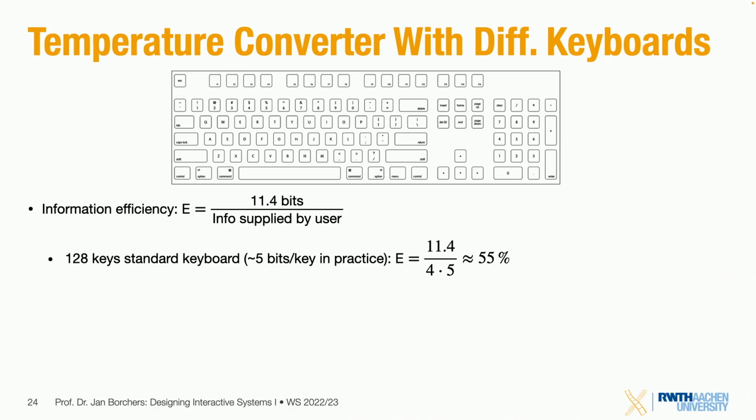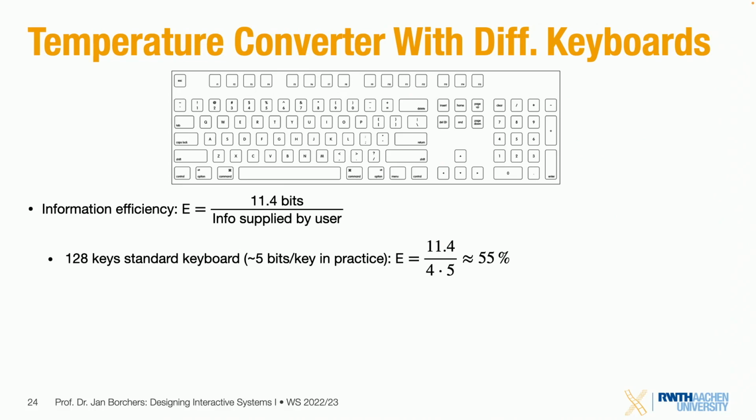Because 128 keys. But it actually isn't, because in fact, the likelihood to use certain keys is vastly different between keys, which brings down the information content again. Right? Just like with the temperature converter 4-digit format, if the likelihoods aren't equally spaced, then information content goes down. So we end up, in practice, this is a number that I'm not going to derive here, with roughly 5 bits per key. And that gives you an efficiency of 11.4 divided by 4 times 5, because you press 4 keys, each with 5 bits, of roughly 55%.